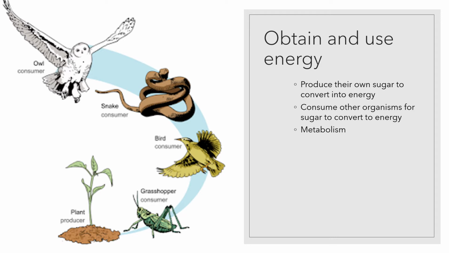Okay, and how we obtain and use energy deals with our metabolism. If we have a much higher metabolism, we have more of a caloric need. So that bird might need to eat 30 grasshoppers a day or something to live because of its metabolism and its metabolic needs.